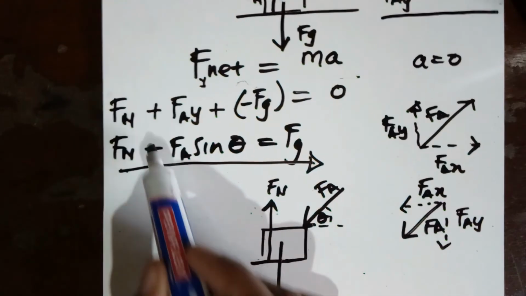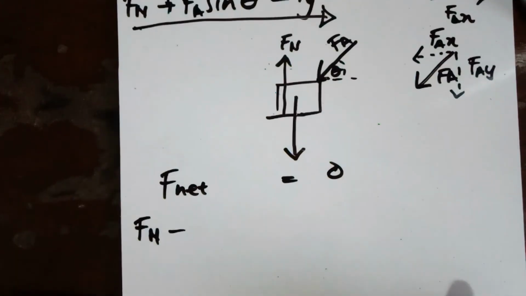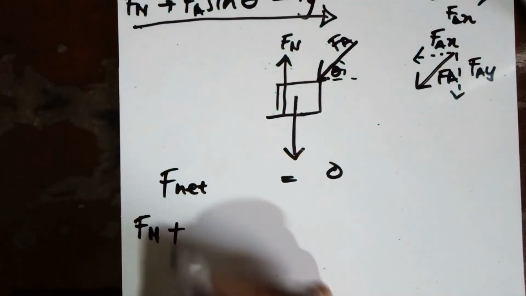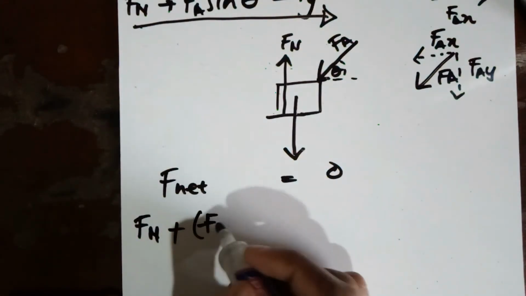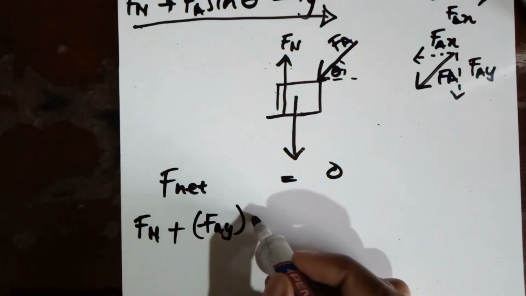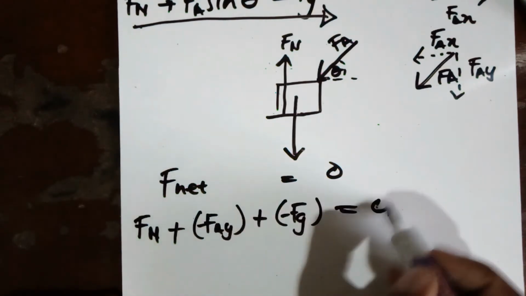No, this is not true. I'm not sure why I put a negative here. This was supposed to be plus. I apologize for that. So Fn, and then this would be plus, and then Fay is facing down, so we have minus Fay, plus Fg, which is also down, we have minus Fg, which is equal to 0.